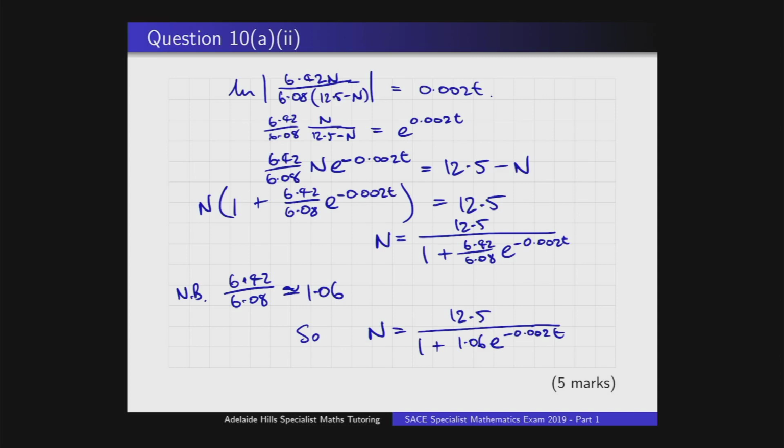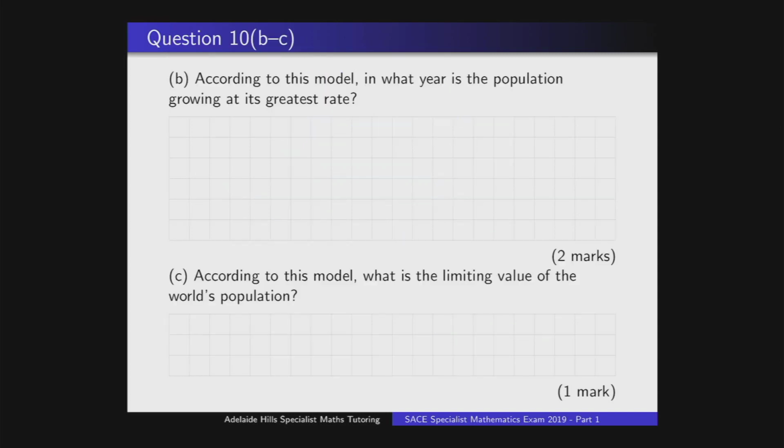Okay, so that's solving the differential equation. That's really the hardest part of this question. Now, these next couple of parts are just a couple of marks for doing a few more things. One is part B. According to this model, in what year is the population growing at its greatest rate?